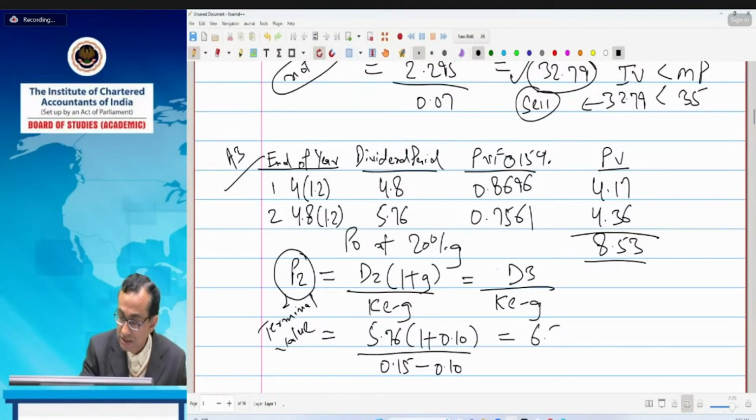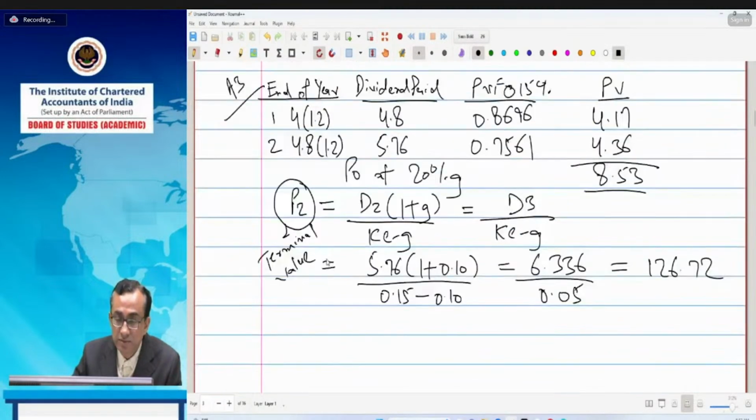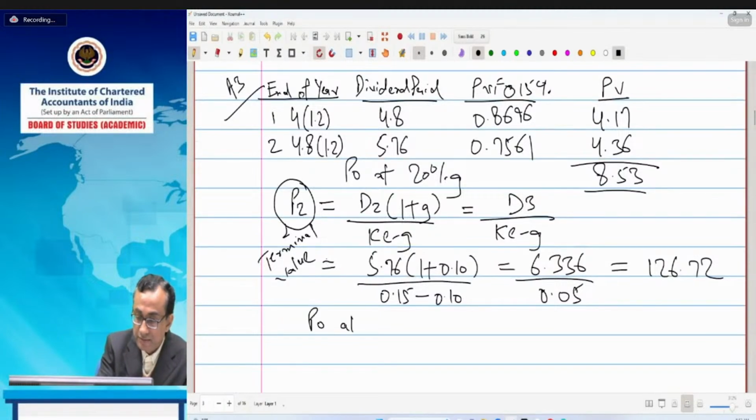It's coming to 6.336 divided by 0.05. Let us calculate this. 6.336 divided by 0.05 is 126.72. So this is basically P2, or the present value at the end of the second year or at the beginning of the third year. But we have to calculate the present value now, P0. So calculate P0 at the 10% growth rate.